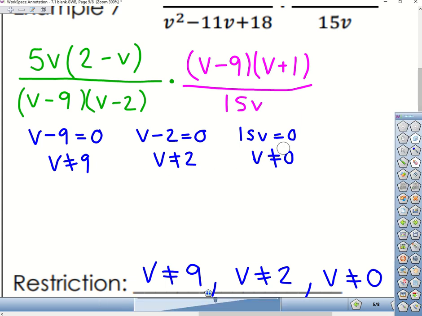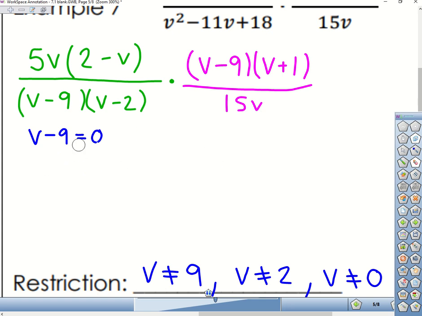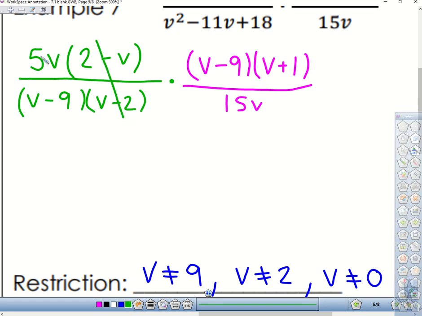Alright, so now that we found our restrictions, I'm just going to erase this step so we have a little room here. So now the next thing you want to do is cancel within the fractions first. Remember that rule I showed you? You can cancel these out, but you have to add in a what? Not a regular one, but a negative 1. So this is just going to become negative now that you did that.